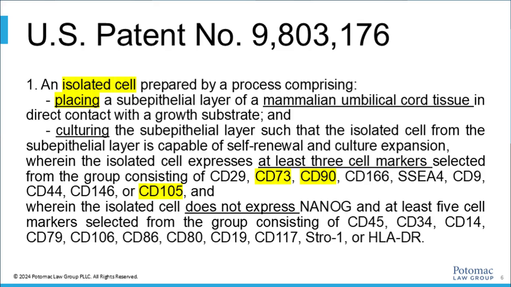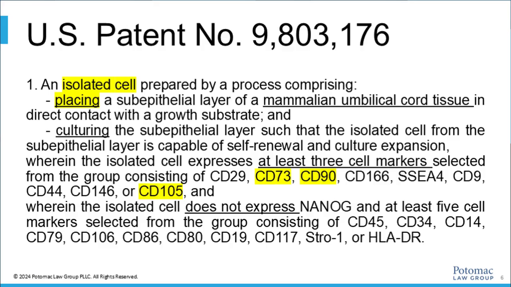The negative limitations, where the cell does not express NANOG, which is a transcription factor, and these other cell surface markers, those are more indicative of cells that have maintained pluripotency. That is, they can become any type of cell. So here we're claiming more slightly differentiated mesenchymal stem cells.